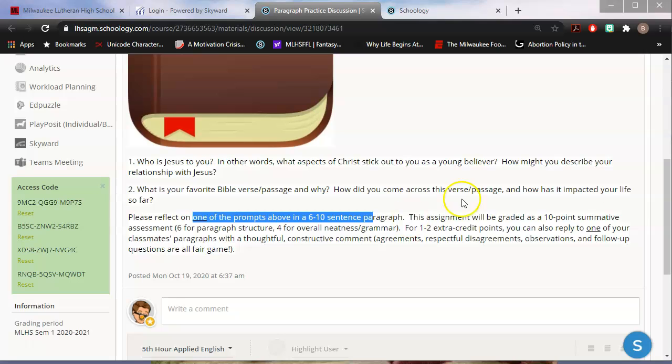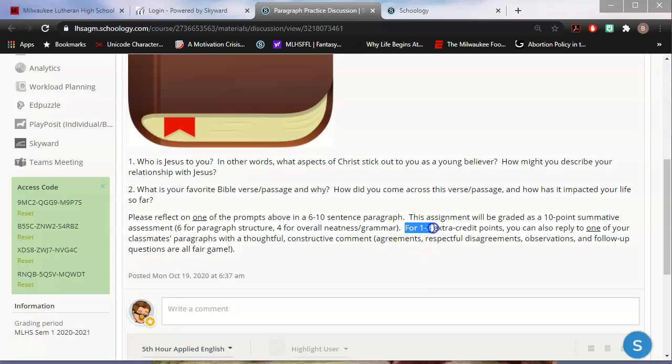I'm grading this one as a 10-point summative assessment, so this is kind of our capstone for writing sentences and paragraphs. Of those 10 points, 6 of those are going for paragraph structure, what you just learned in this video. The other 4 are going for overall neatness and grammar. So again, spelling, capitalization, end marks, those kinds of things.